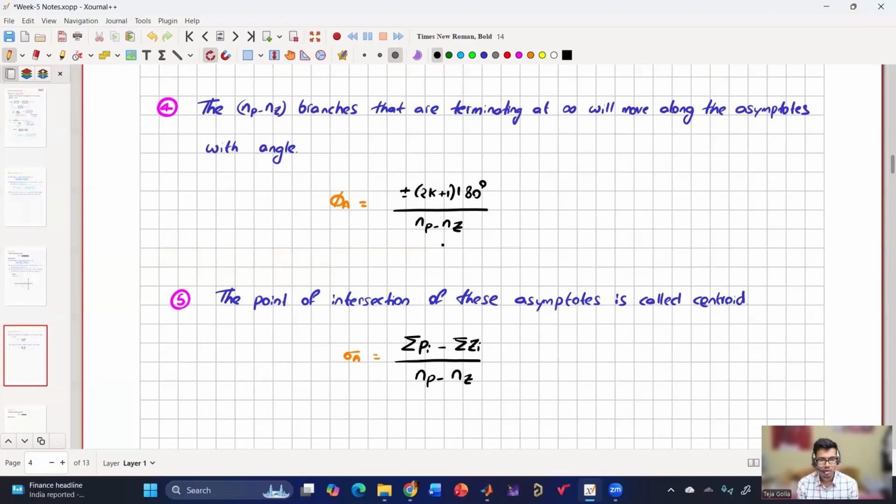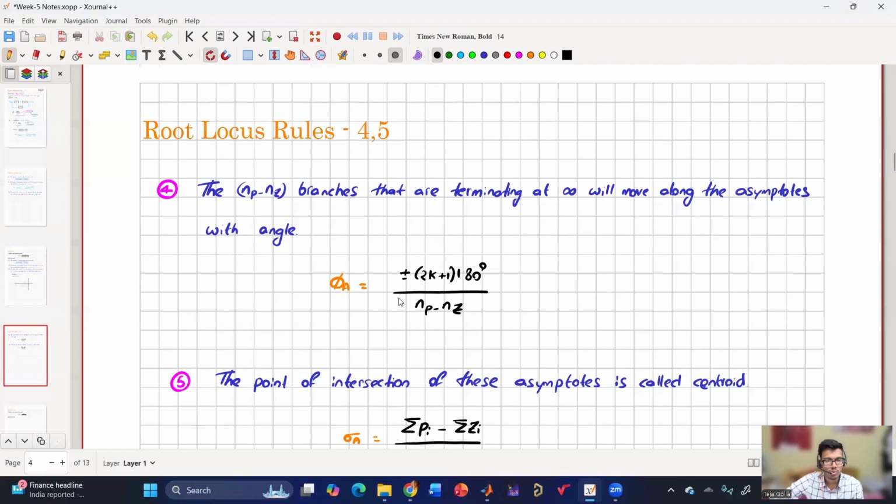Number 4: whatever branches are terminating at infinite, they'll move along the asymptotes with this angle, plus or minus 2k plus 1. We can consider plus or minus, not both, okay? Because we'll move from either 0 to 360 or minus 180 to 180. We'll consider one circle. It is easy to consider 0 to 360, else it will be confusion. Then the point of intersection of these asymptotes is called the centroid, and it is given by this expression: summation of poles minus summation of zeros by number of poles minus number of zeros. So are these two rules also clear?